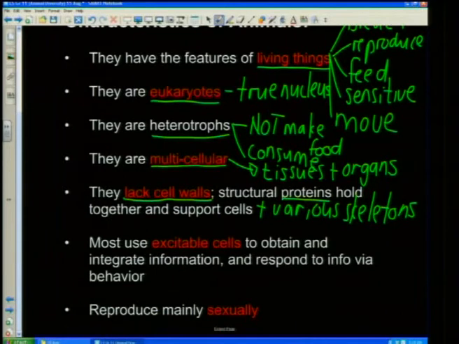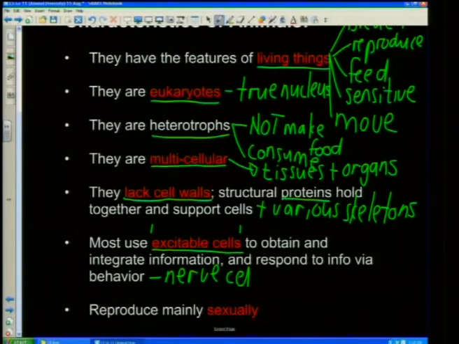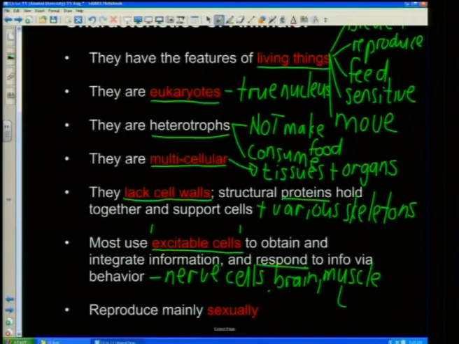And then they also have excitable cells. Now you're going to say, what is that? That is mainly nerve cells. So they have nerve cells, they have nerve tissue, they have some kind of brain tissue, and they can obtain and integrate information and respond, which means that they have some kind of muscle tissue that they can respond to their environment. And then animals also, as we know, reproduce sexually, and some animals can also reproduce asexually.